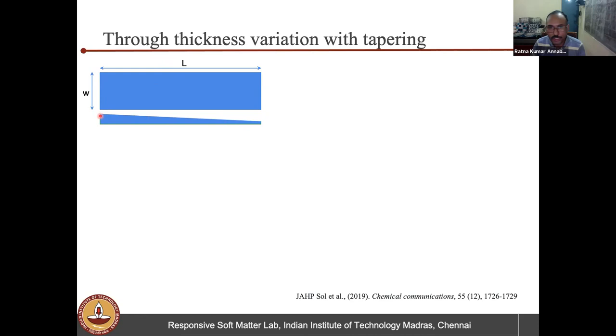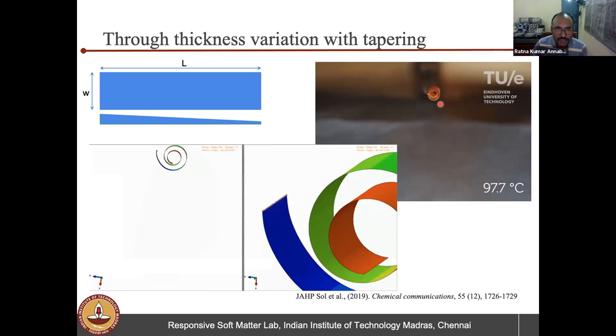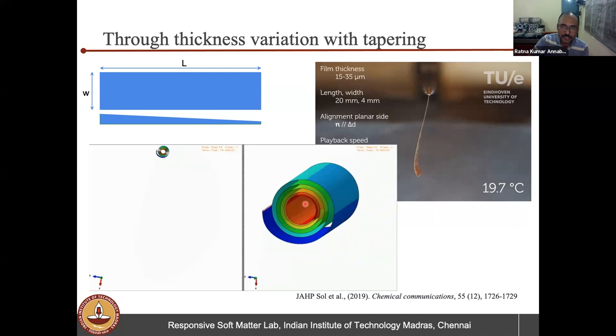So here you can see this experiment where the film is heated, and you will see that the number of rolls is more than three actually here. We have also done these simulations using the model that was discussed until now, wherein we were able to show that this one can actually make more rolls because it has tapering along the length.